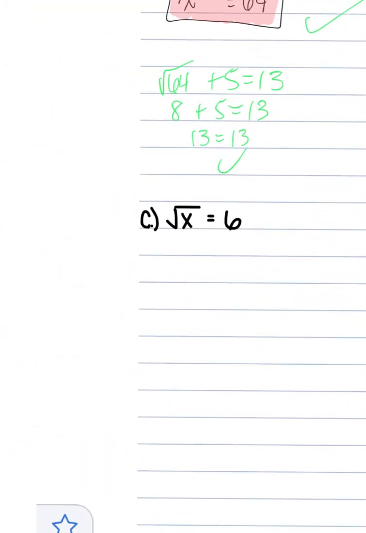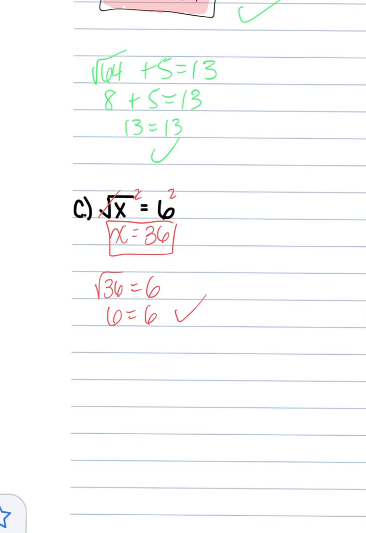C, we've got the square root of x equals 6. Probably the easiest question we'll do because the radical is already isolated. So all we need to do is square both sides of the equation. The square and the square root will cancel. You'll get x equals 6 squared, which is 36. Always plug it back in. The square root of 36 is 6. 6 equals 6. We're Gucci, okay?